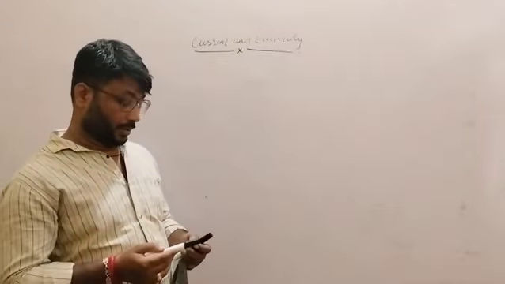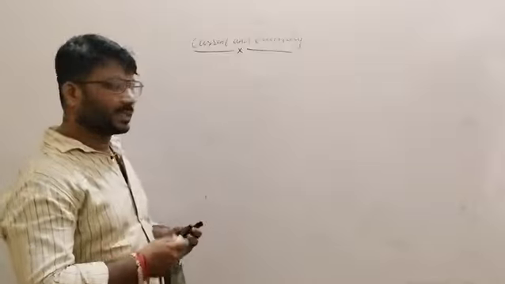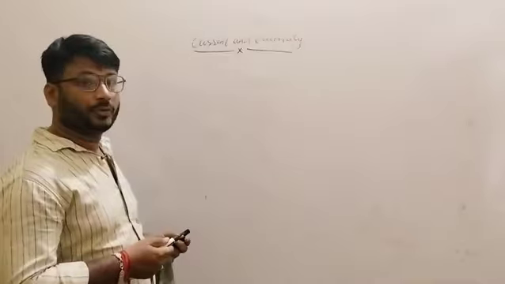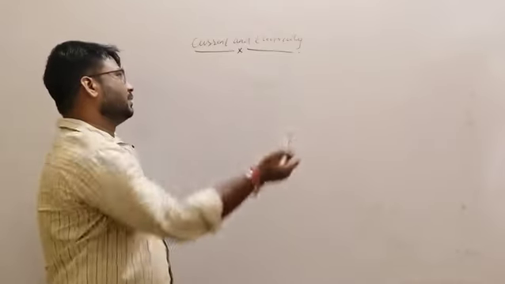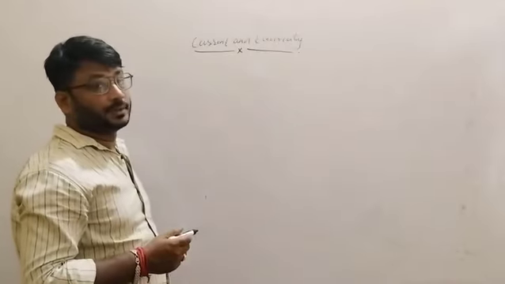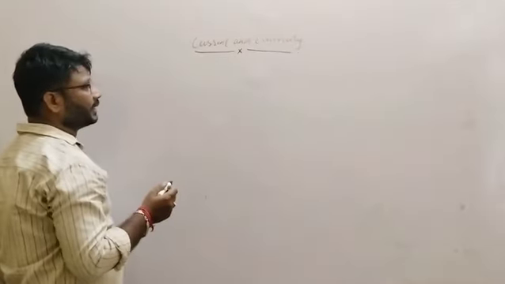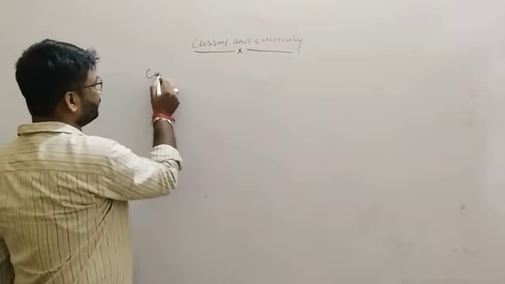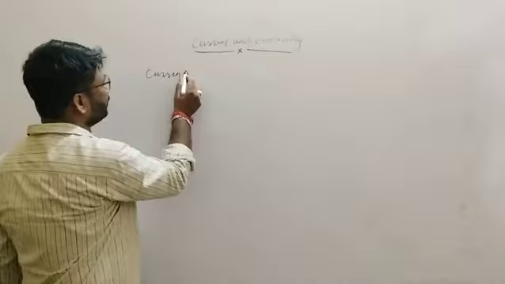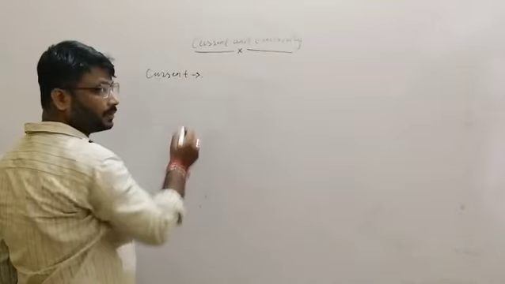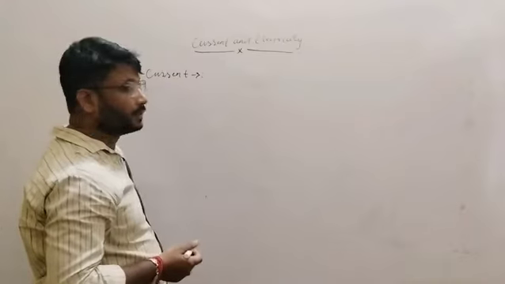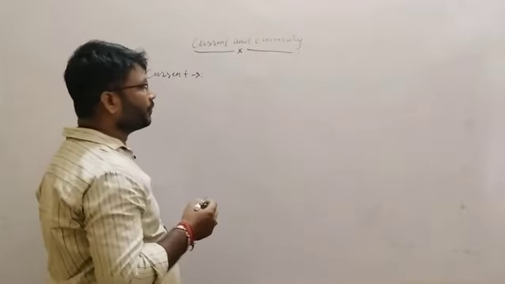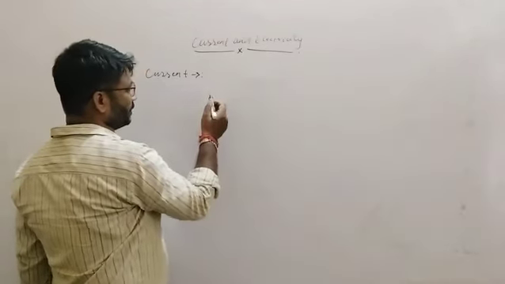So this video is regarding current and electricity for board exam. So we will see this chapter. In current and electricity, we will see what is current. Current, that means electrical current, is defined as the flow of charge or electrons.